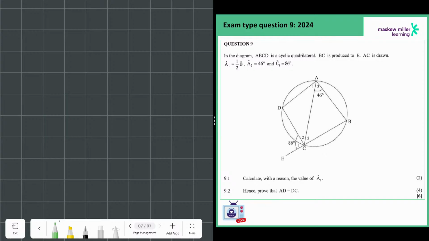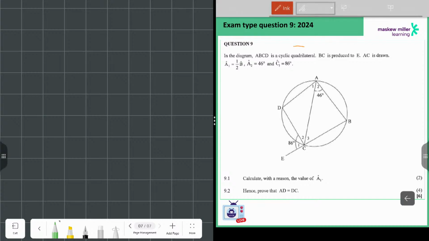Let's do it together. In the diagram, ABC is a cyclic quad. I like it because they've already just told us that it's a cyclic quad, and at the back of your mind, you already have to put all the cyclic quad theorems and make sure that everything that has to do with a cyclic quad is adhered to, right? So they said BC is produced, which just simply means a straight line has been extended, right? And they say AC is drawn.